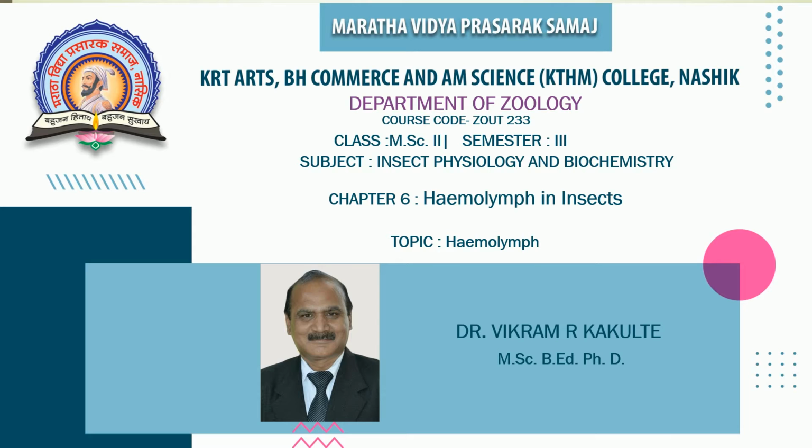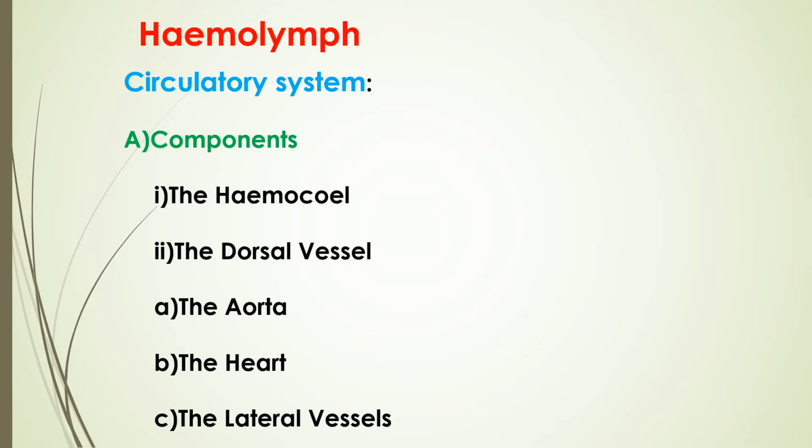the body cavity of insects is called a hemocoel, and the blood that is found in the hemocoel is called hemolymph. The organs of circulation include the dorsal blood vessel and accessory pulsatile organs. Now what are the components of the circulatory system? The components include the hemocoel.